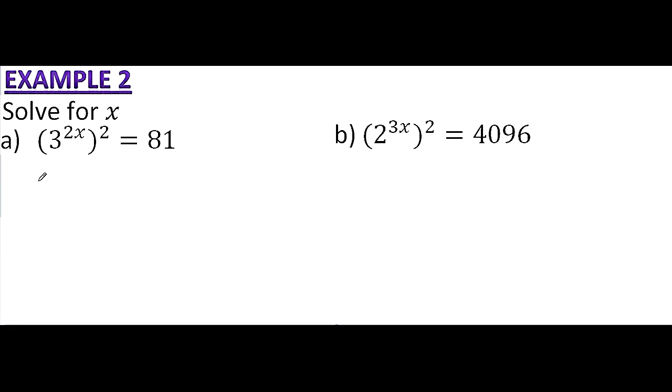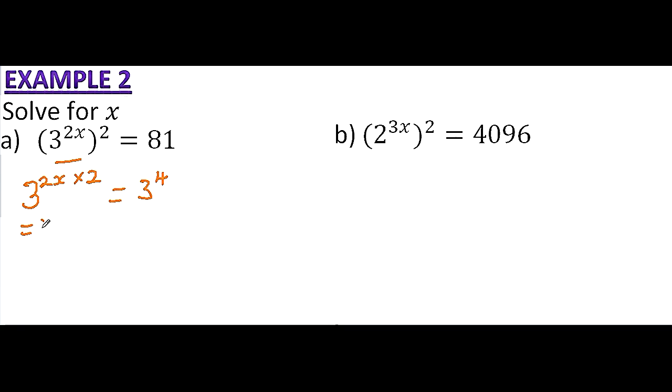Example 2. We have, for x, 3 to power 2x, in brackets, to power 2, is equal to 81. For us to be able to get the value of x, we apply the third rule of indices on the left side of our equation. So we have 3 to power 2x multiplied by 2 is equal to. On the right hand side, we write 81 in powers of 3 so that we have a common base, which is 3 to power 4.